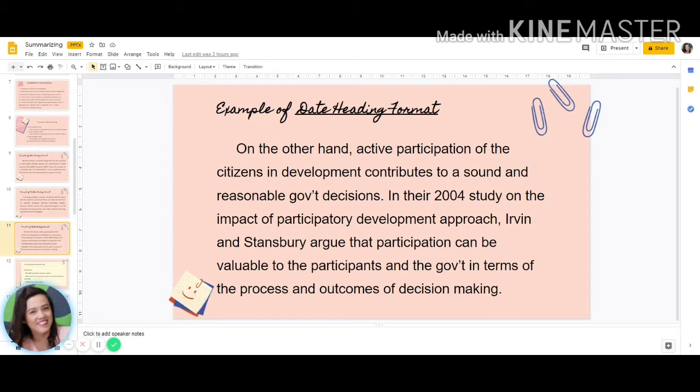So, in the example for date heading format, we can see here 2004, which is the date when the study was conducted. So the date was written first before sharing the result of the study, which is that participation, according to Irvin and Stansbury, can be valuable to the participants and the government in terms of the process and outcomes of decision making.